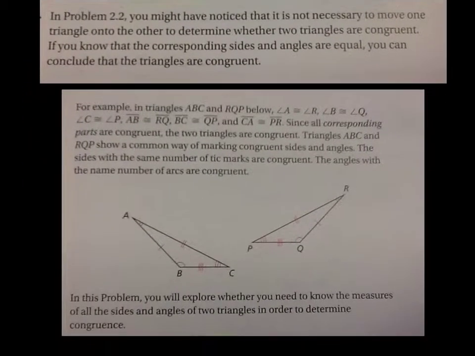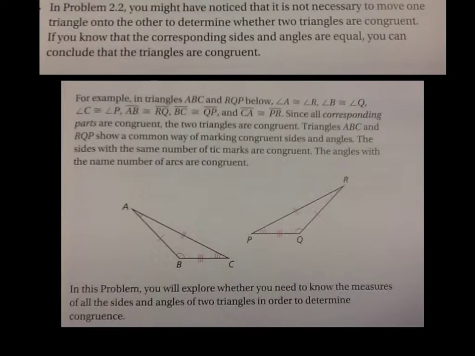So, in problem 2.2, you might have noticed that it's not necessary to move one triangle onto another to determine whether two triangles are congruent. If you know that the corresponding sides and angles are equal, you can conclude that the triangles are congruent. For example, in triangles ABC and RPQ below, angle A is congruent to angle R, angle B is congruent to angle Q, angle C is congruent to angle P. So we can see that these triangles have the same angles. As well, side length AB is congruent to side length RQ, BC to QP, and CA to PR. Since all the corresponding parts are congruent, the two triangles are congruent.